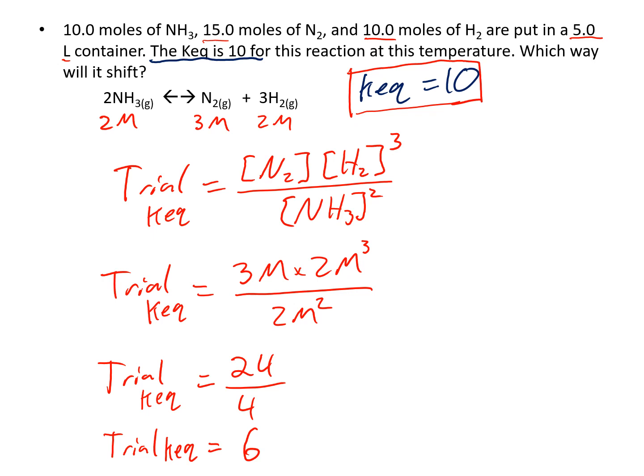So that means the trial KEQ is too small. It needs to get bigger. So that means it's going to be more products. These products need to get bigger. So that means it needs to shift to the right. So which way is this going to be shifting? Shifting right.